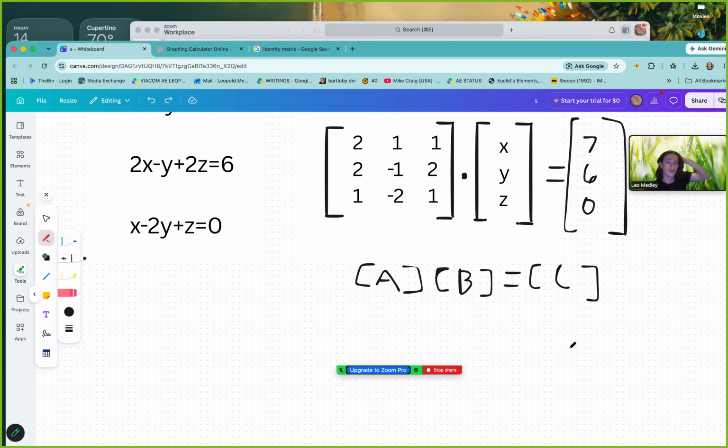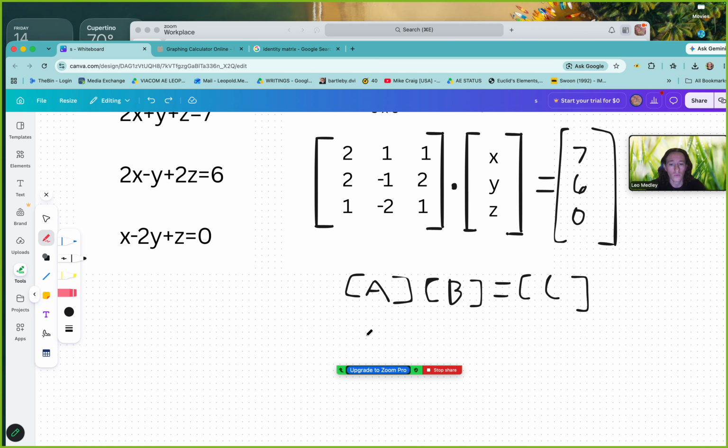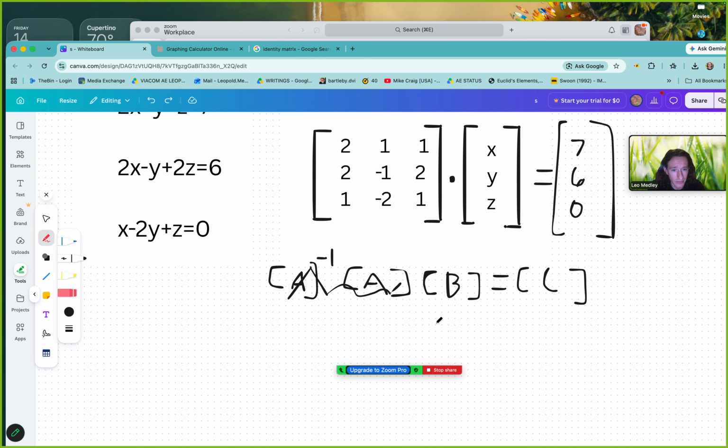So there is something we can do though. If we multiplied the left side by the inverse of A, because you can take the inverse of a matrix, then I would have to do the same thing to the right side. If I did this to the left side, it would make the matrix A drop out, and I would get the matrix B by itself. But then I have to do the same thing to the right side.